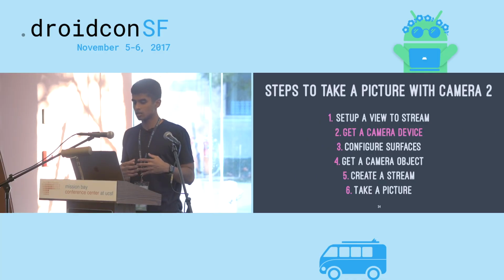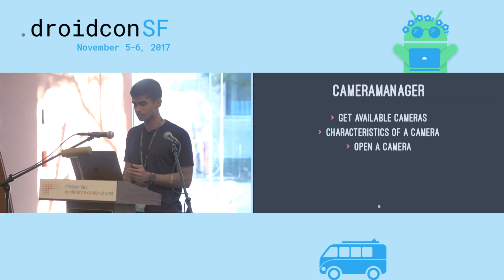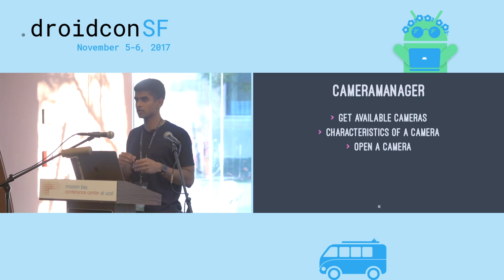So once you set up the view, now you're ready to create a camera device. To do that, there is the camera manager class. It allows you to get available cameras. By cameras, I mean like front camera, rear camera, or external camera. And then it gives you the characteristics of each camera. And finally, it'll let you open the camera.